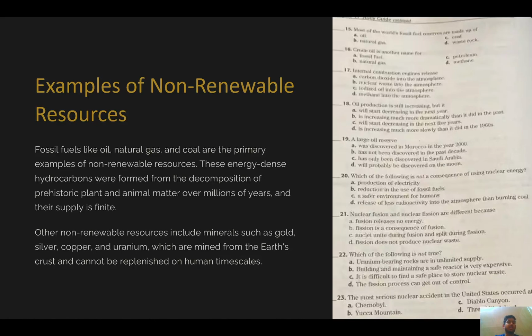Examples of non-renewable resources. Fossil fuels like natural gas and coal are primary examples of non-renewable resources. These energy-dense hydrocarbons were formed from the decomposition of prehistoric plant and animal matter over millions of years, and their supply is finite. Other non-renewable resources include minerals such as gold, silver, copper, and uranium, which are mined from the earth's crust and cannot be replenished on a human timescale.